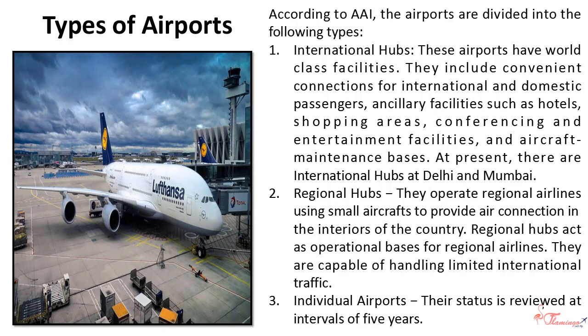According to AAI, the airports are divided into the following types: international hubs. These airports have world-class facilities. They include convenient connections for international and domestic passengers, ancillary facilities such as hotels, shopping areas, conferencing and entertainment facilities, and aircraft maintenance spaces. At present, there are international hubs at Delhi and Mumbai.